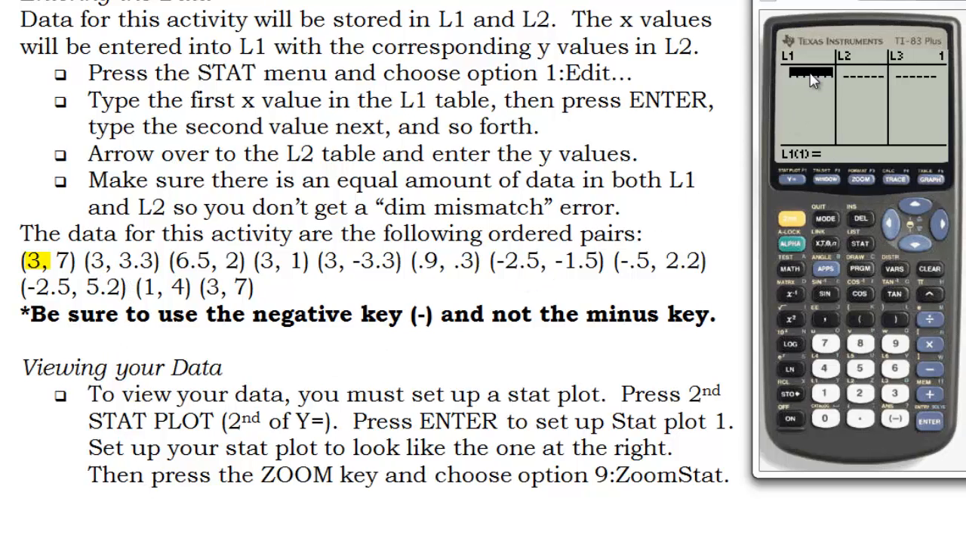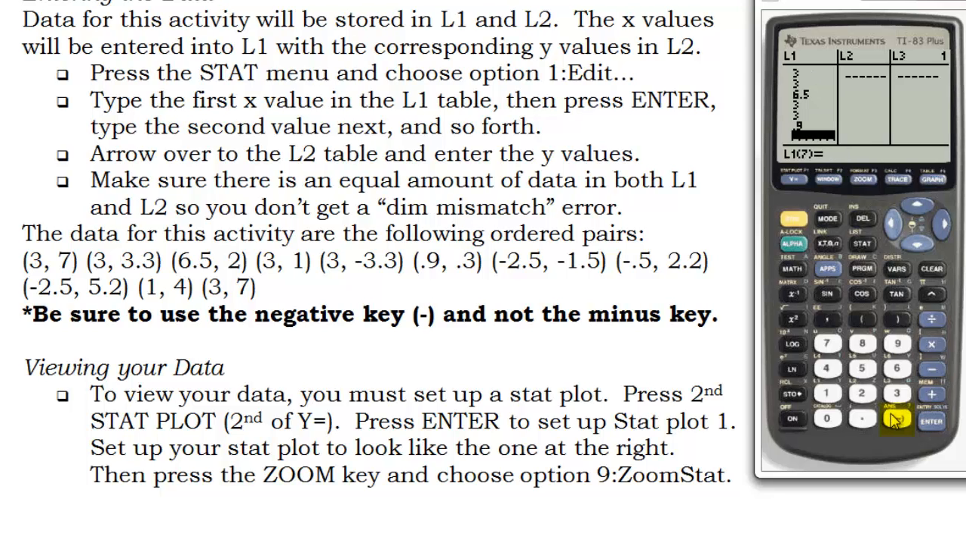So we'll start out by putting a 3, 6.5, 3, 9/10, negative 2.5. Make sure you use the negative sign, not the minus sign. Negative 5/10, negative 2.5, 1, and 3. Then we repeat for the L2 values.